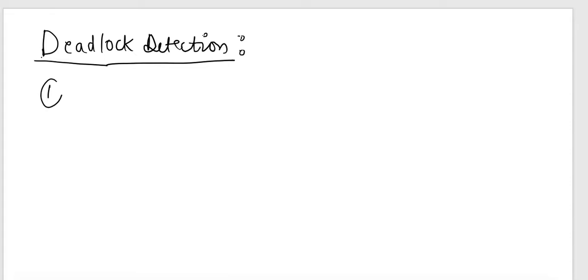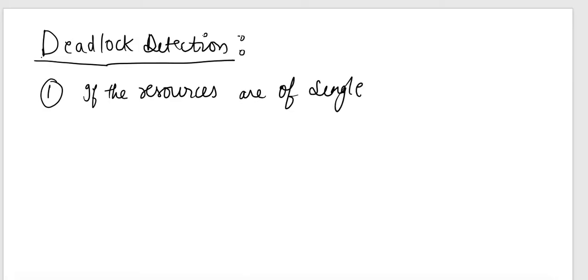Okay, so the first point is, if the resources are of single instance type. See, what do you mean by instance? We have already discussed this, right? Suppose R is a resource, and if we represent it like this, it means two instances of resource R or R1. Okay, so if the resources are of single instance type, then what you have to do is simple.